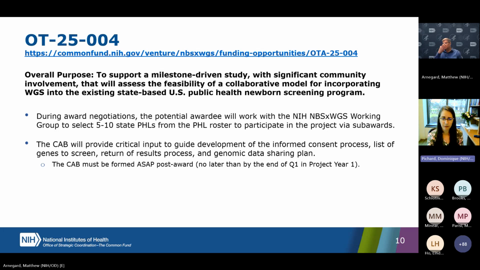The CAB will provide input to guide development of the informed consent process, list of genes to screen, return of results process, and genomic data sharing plan as previously discussed. Please note that this CAB must be formed as soon as possible post-award or within the first 3 months of the award in order to provide input on these processes. Next slide, please.